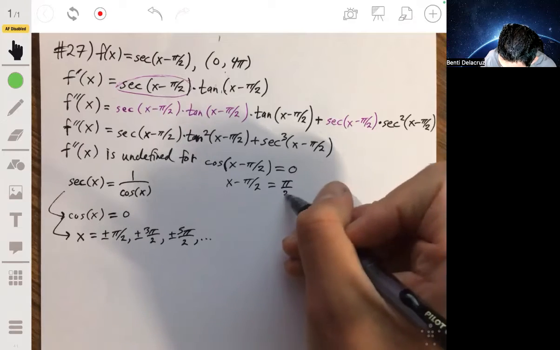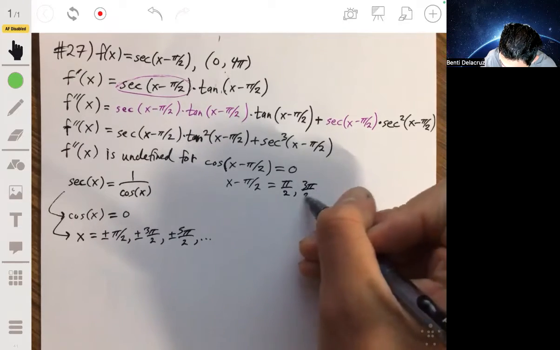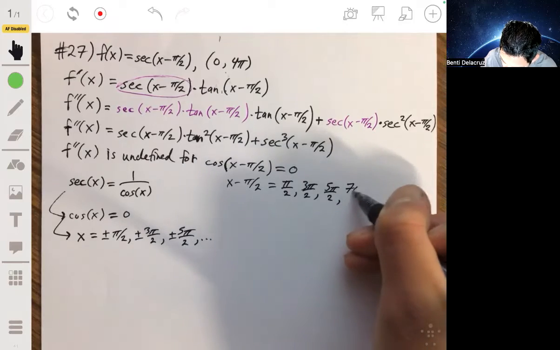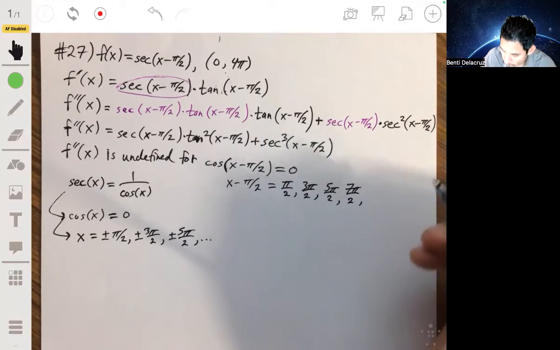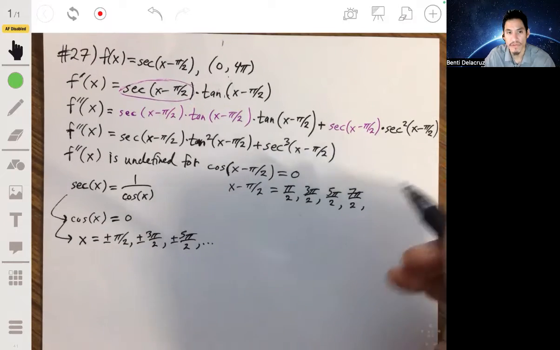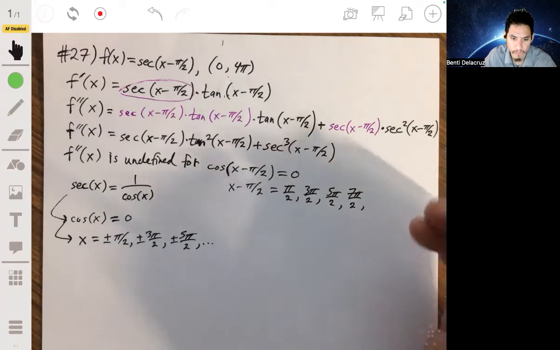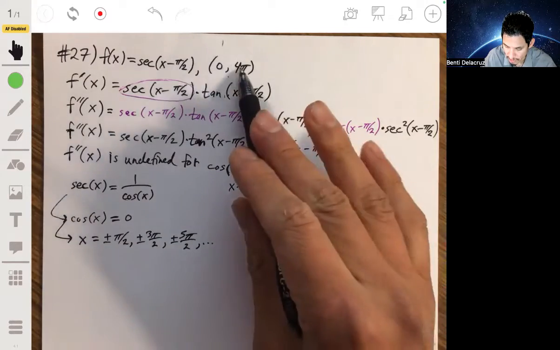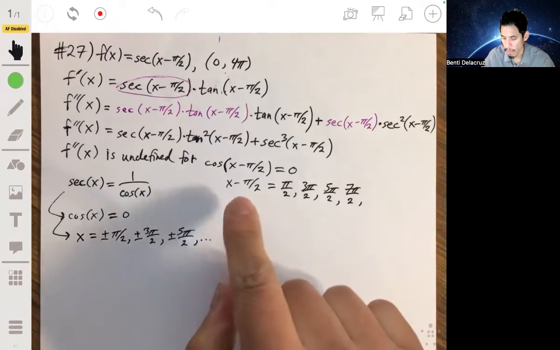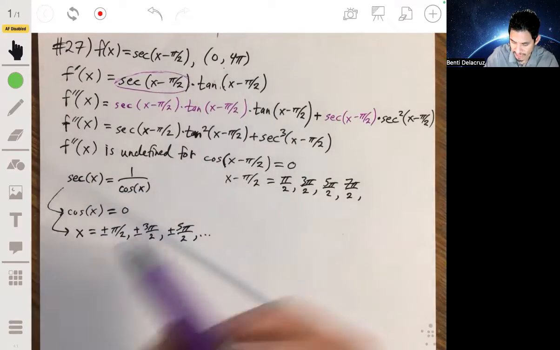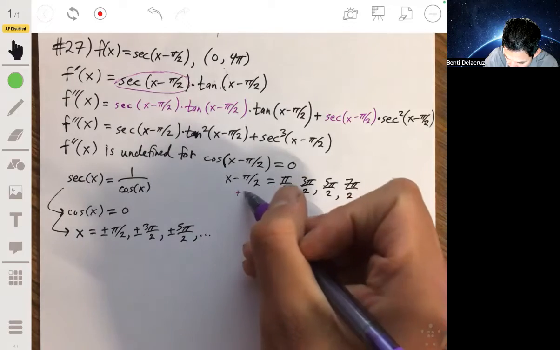So pi over 2, 3 pi over 2, 5 pi over 2, 7 pi over 2, and so forth until we get to 9 pi over 2, which is 4.5 pi, so we stop, and we don't need to go any further. We only need to go to 4 pi. Now, we just solve this for x. So add pi over 2 to both sides.